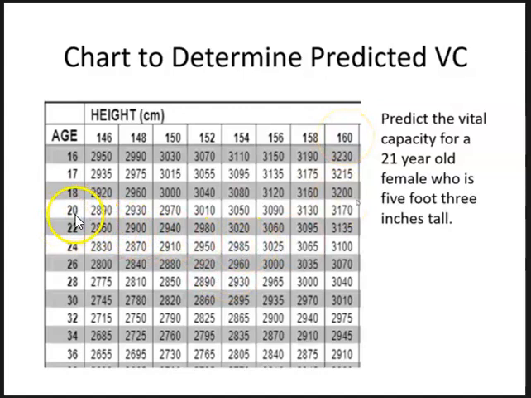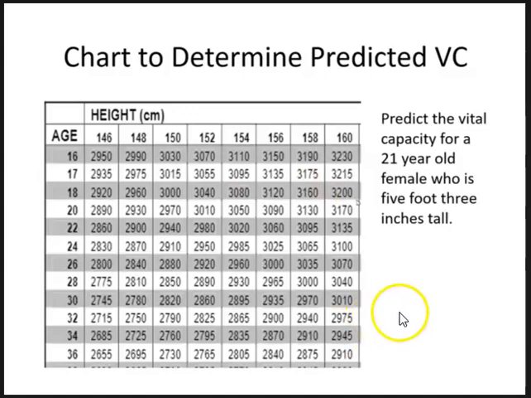Her age is 21, so we go between 20 and 22 to interpolate the number for her height. Her number would be between 3,170 and 3,135, so we want the number exactly in the middle of those two numbers. The difference between these two numbers is 35. Divide that by 2, that's about 17. Then we add 17 to 3,135, and we get 3,152 milliliters.